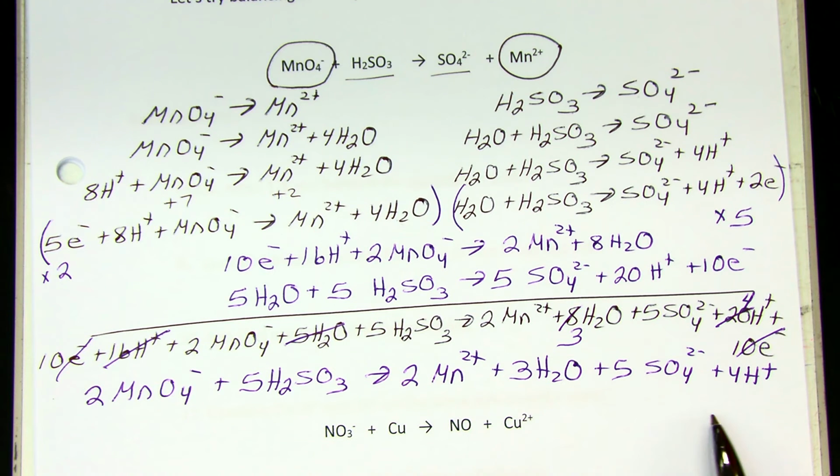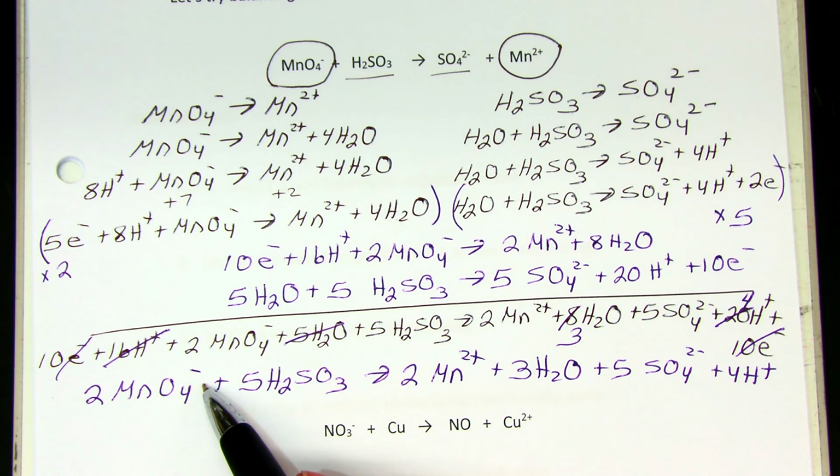So now I should have a balanced equation in acid. 2 manganese, 2 manganese. 2 times 4 is 8 oxygens. 5 times 3 is 15 plus 8 is 23. 3 oxygens, 5 times 4 is 20. 3 plus 20 is 23. 10 hydrogens, 6 hydrogens plus 4 is 10. 5 sulfur, 5 sulfur. So I'm balanced for mass.